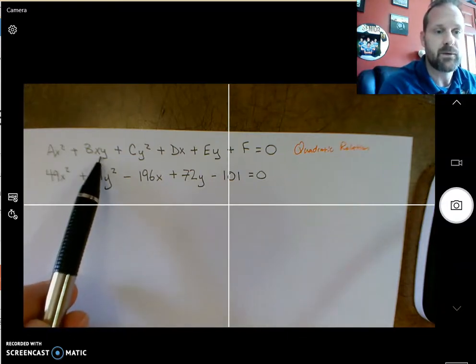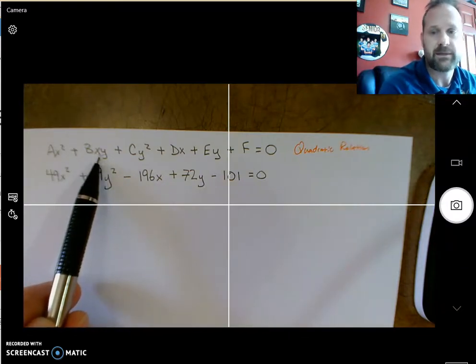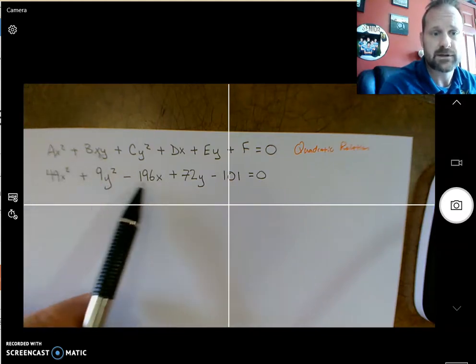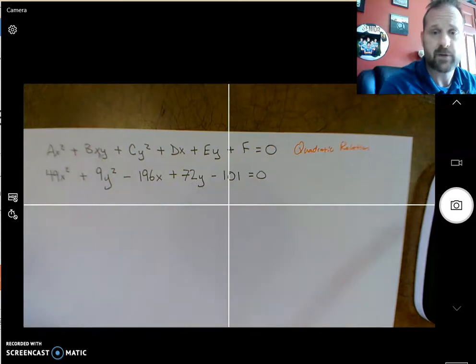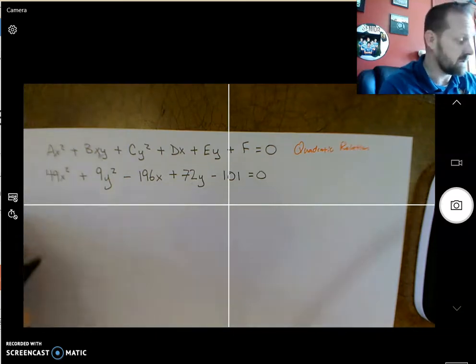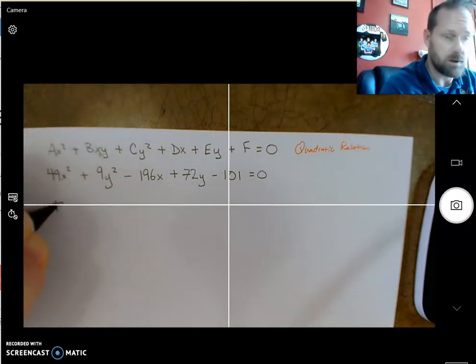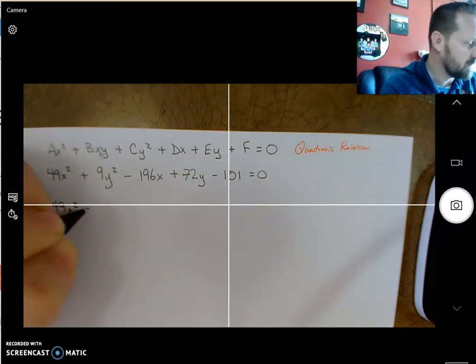You'll note again, there's no bx term. That makes the algebra a lot easier. We'll come back to that, but the bx is not there. So we have these terms here. Manufactured problem, it's going to get easier. But right now, let's align our terms here. 49 x squared plus.